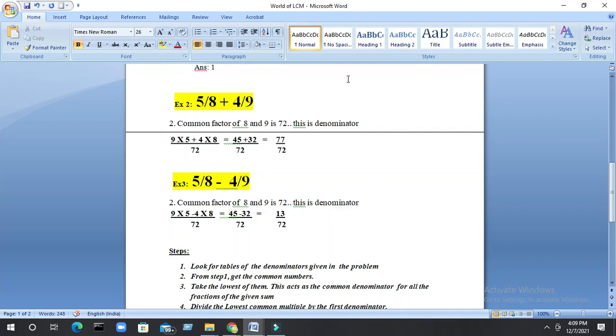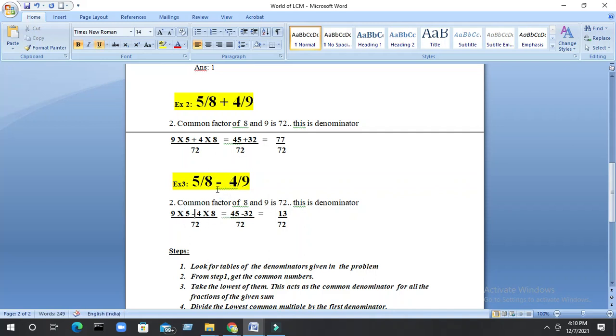Which are those tables? 8 and 9. How did we get this is 8 and 9? Because they are the denominators in these fractions. Now you got the LCM as 72. Then divide 72 by the first fraction's denominator, which is 8, and you get 9. I have put it here. Then multiply this by the first numerator. Next, what's the sign we have? Take the same sign, minus.